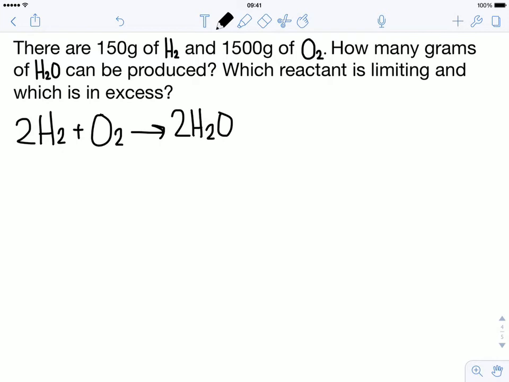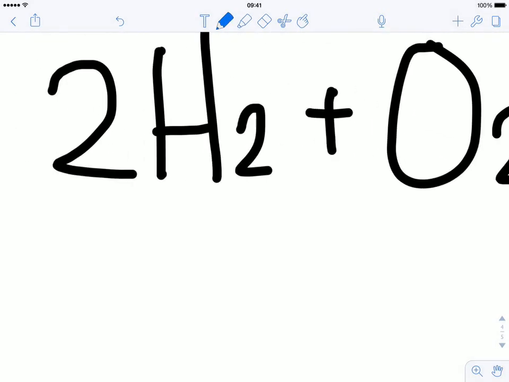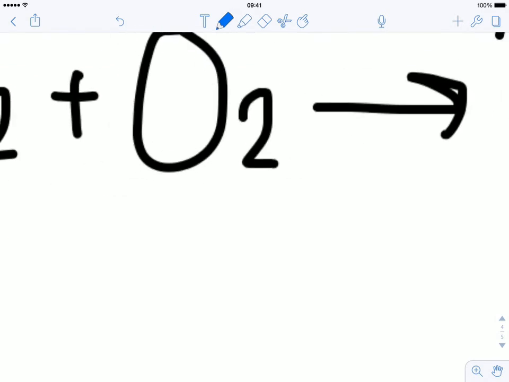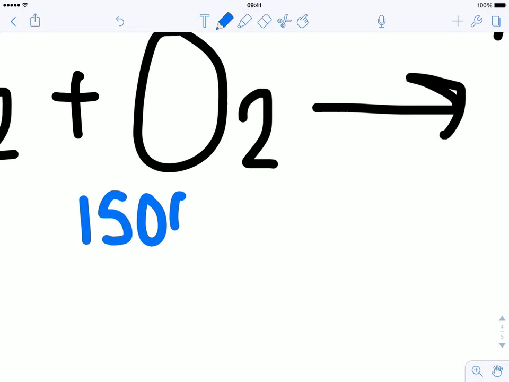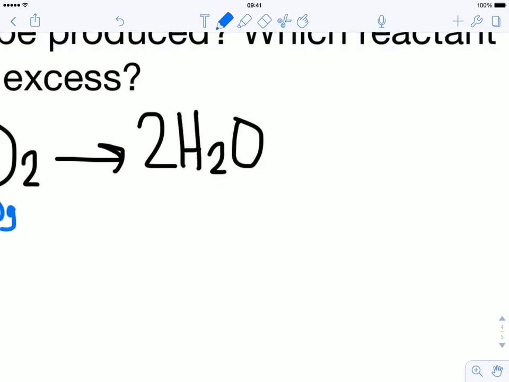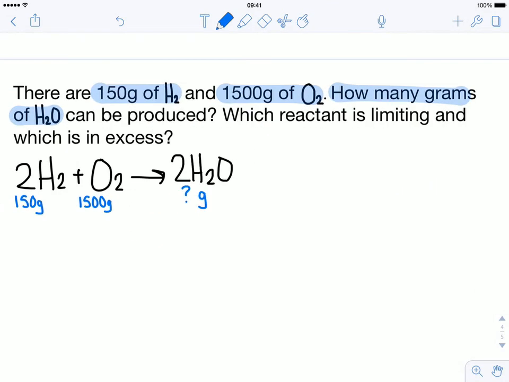So again, I like to start off by just identifying what we're given and what we're being asked to find. So I see here that we are told that there are 150 grams of H2. So I'm going to write that underneath H2, 150 grams. And there are 1500 grams of O2. So I'm going to write that underneath O2, 1500 grams. And the question says, how many grams of H2O can be produced? So I'm going to put a question mark with a G for grams, telling me that I'm looking for an amount of grams. So which reactant is limiting and which is in excess?